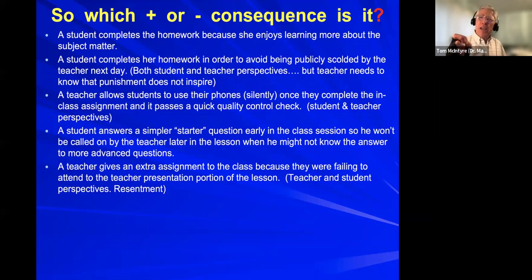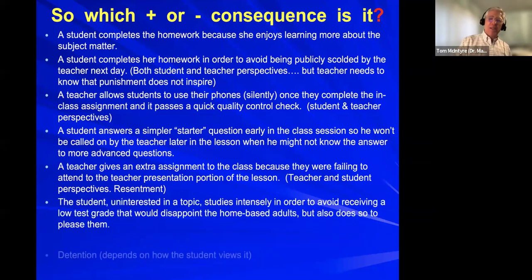Student is showing a behavior now, giving an answer to a question early in class, and then gets to bypass needing to respond later on. The teacher will call on other kids. The student's behavior avoids that non-desired outcome later in the class. All right.